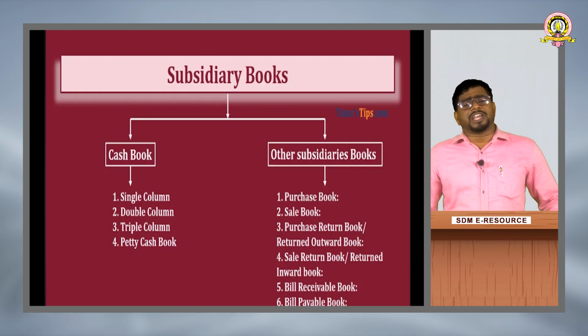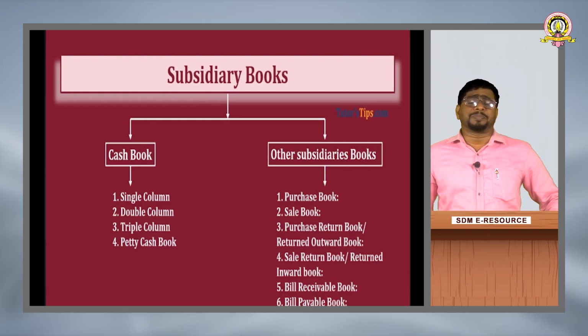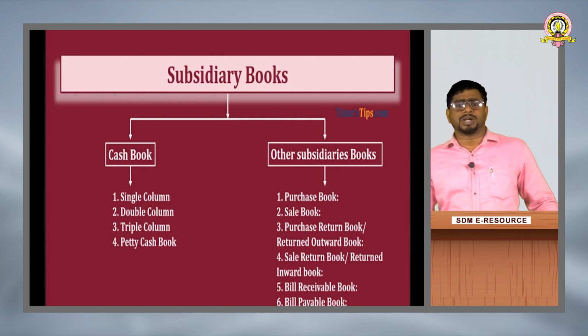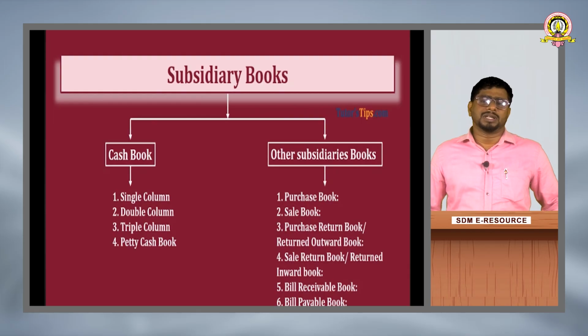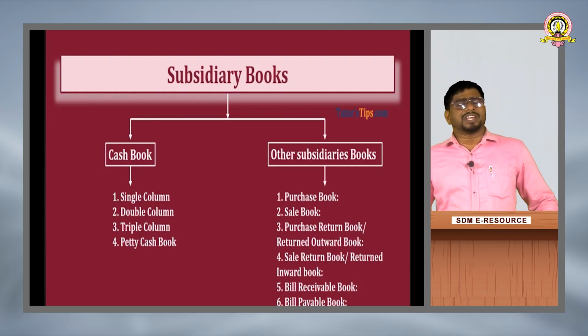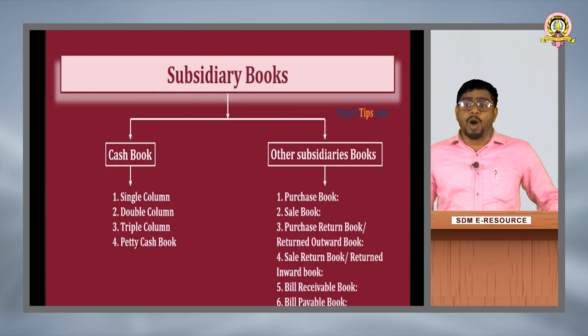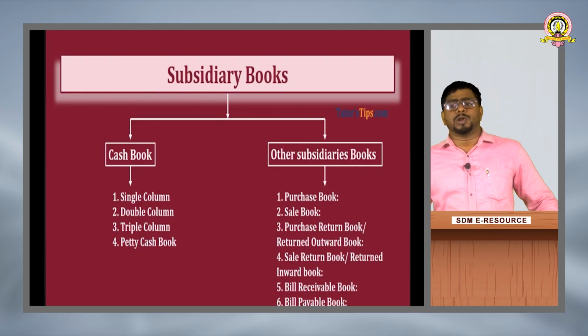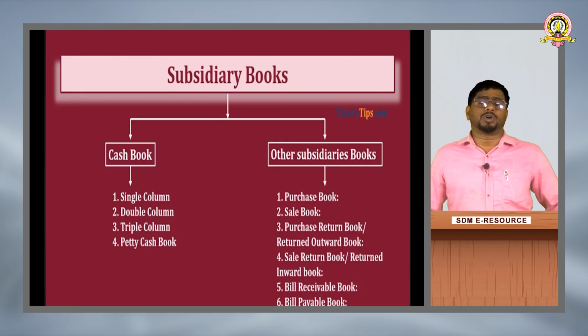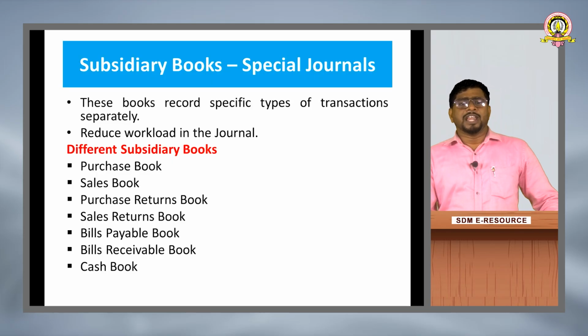The next classification under books of accounts is subsidiary books. There are many subsidiary books available, like purchase book, sales book, purchase return book, and sales return book. Purchase return book is also called return outward book. Sales return book is also called return inward book. Then bills payable book and bills receivable book. And we have the cash book. Under the cash book, we have single column cash book, double column cash book, triple column cash book, and petty cash book. Now we'll discuss one by one the different subsidiary books.